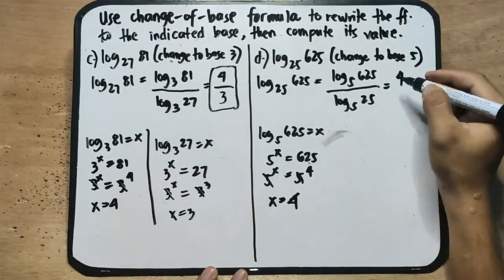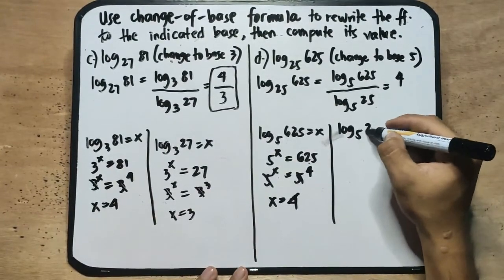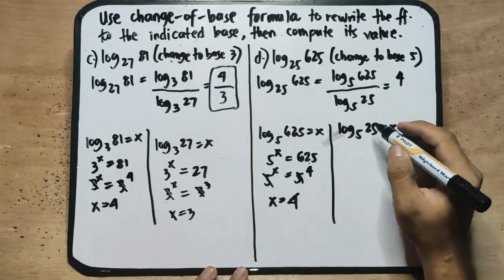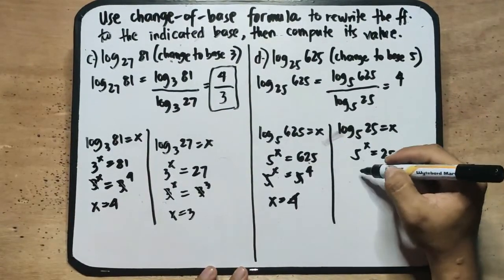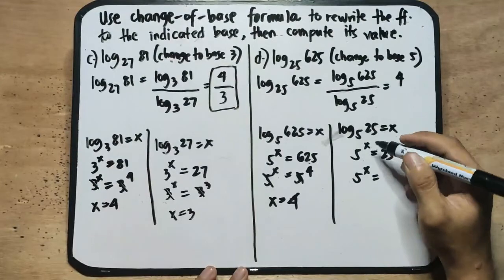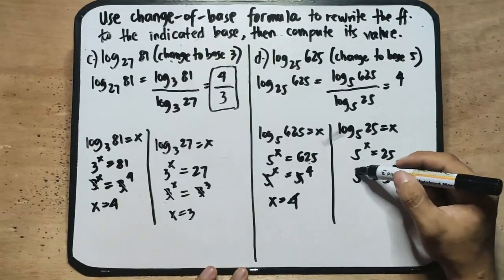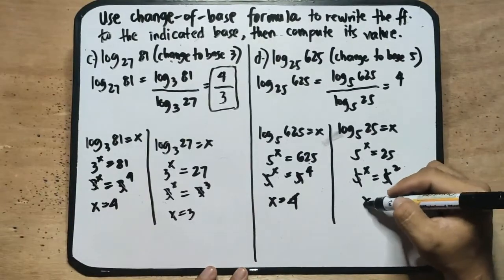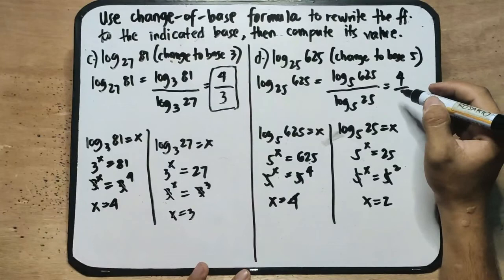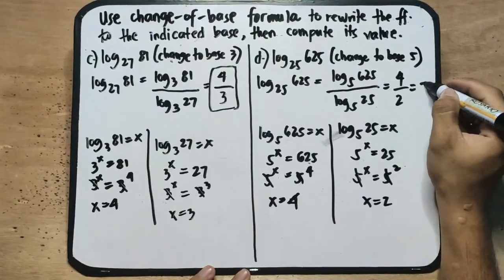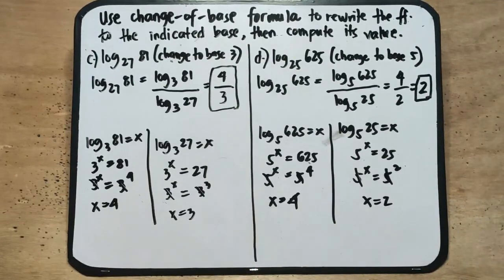Solving for the denominator, we have log base 5 of 25 is equal to x. So transformed to exponential form, we have 5 raised to x is equal to 25. 25 is a multiple of 5. It is equivalent to 5 squared kasi 5 times 5 is 25. Same base, disregard the base. We bring down the exponents. We have the value for the denominator is 2. So 4 divided by 2 is 2. So this is the value for the fourth item.